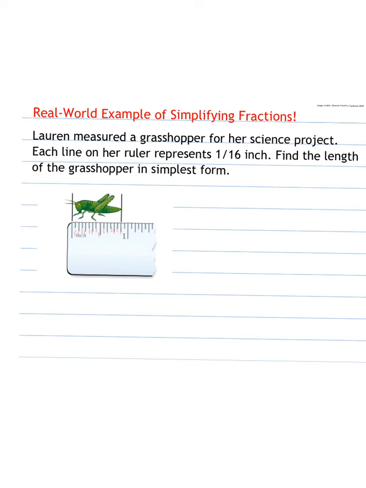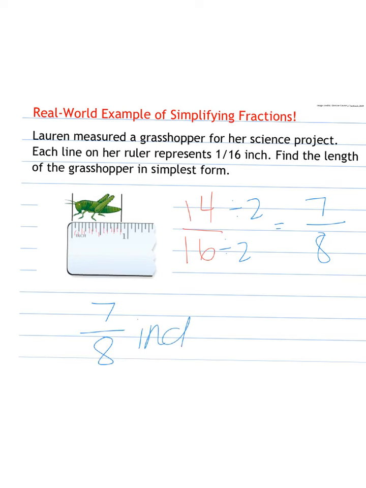So we know that the grasshopper is 14/16. And I know looking at this, they want it in simplest form. This is not in simplest form, but 4 goes into both. Nope, not 4. Sorry, 2 goes into both of these. 14 divided by 2 is 7. 16 divided by 2 is 8. So that means the grasshopper is 7/8 of an inch.